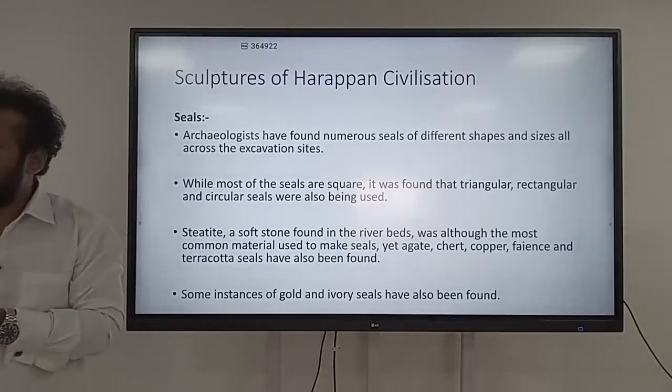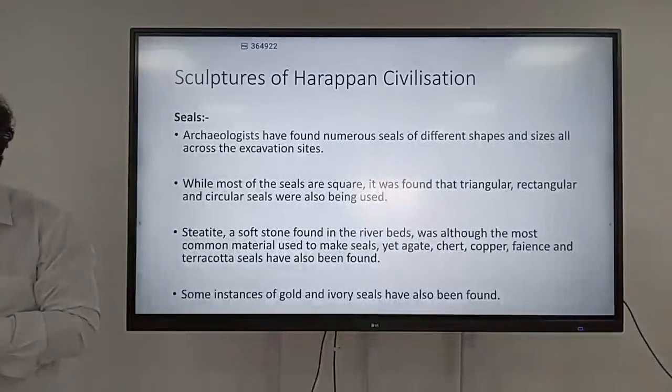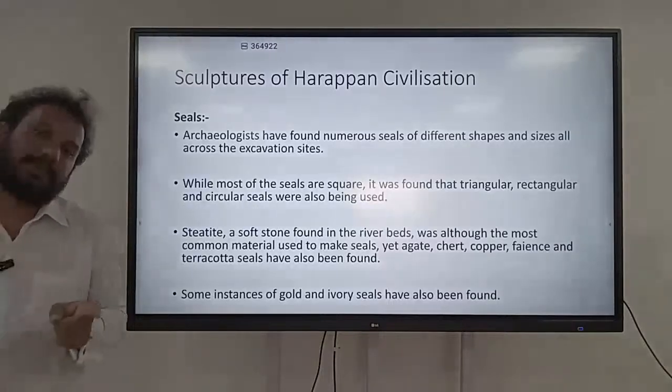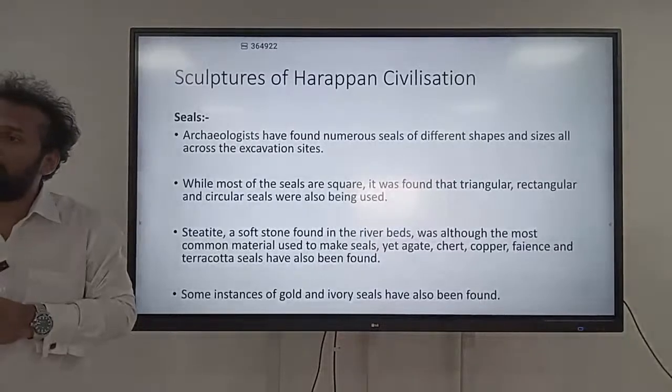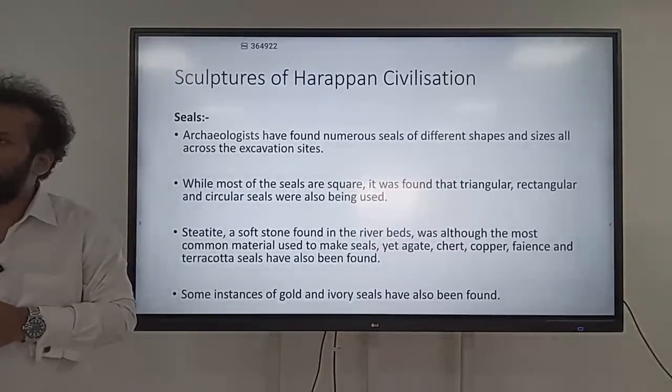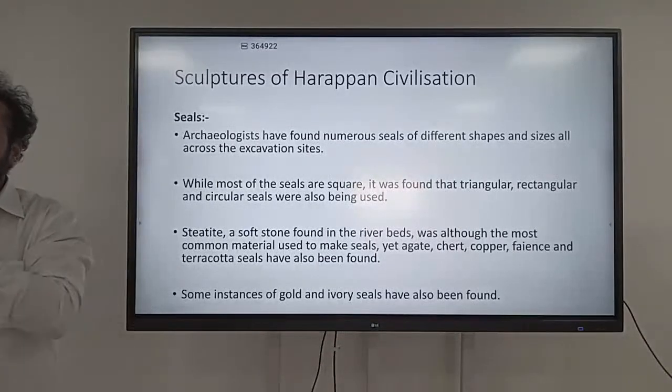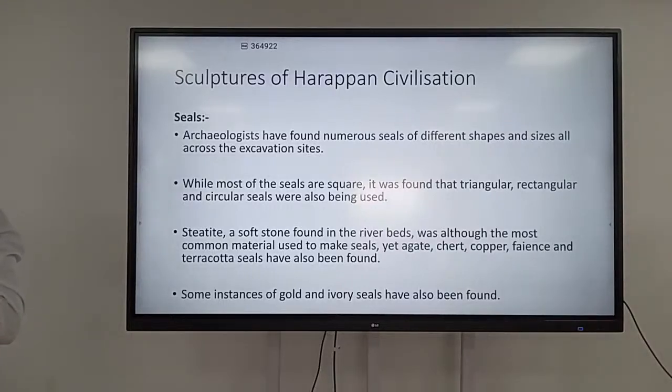Some of the seals are rectangular in shape. Some are square in shape. Actually, three types of seals were found in Harappan sites: rectangular, square, and cylindrical. But cylindrical seals belong to the Mesopotamian civilization.